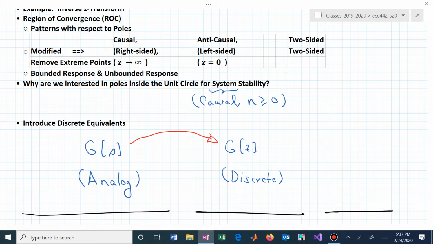Now you can build low-pass filters, high-pass filters. If you have some analog G of S, we will learn how to find discrete time G of Z's using different discrete equivalent strategies, and that's unit 4. At the end of that, we have exam number 2.